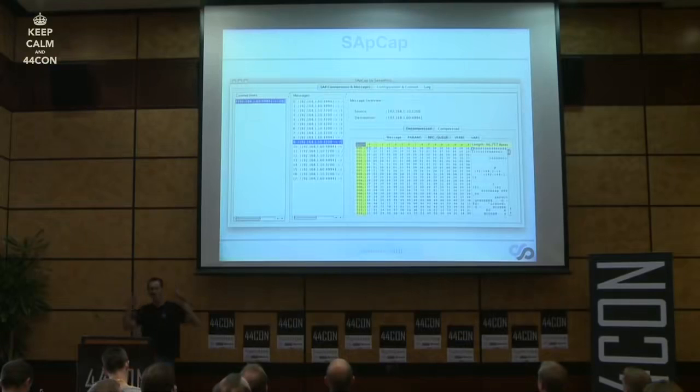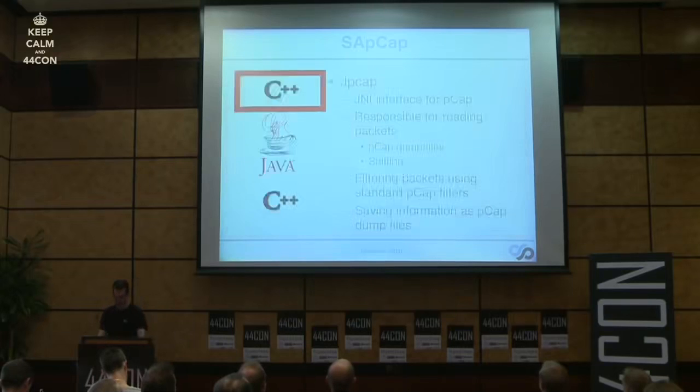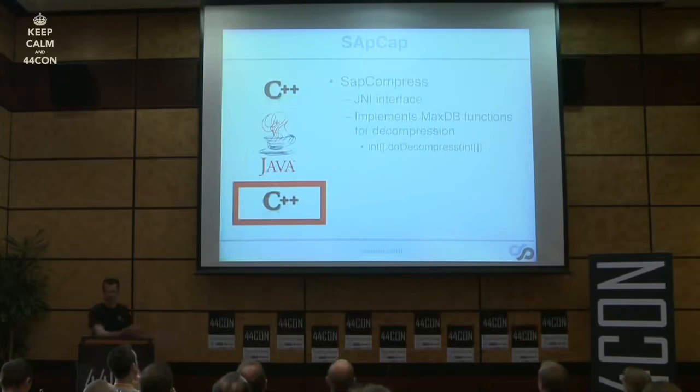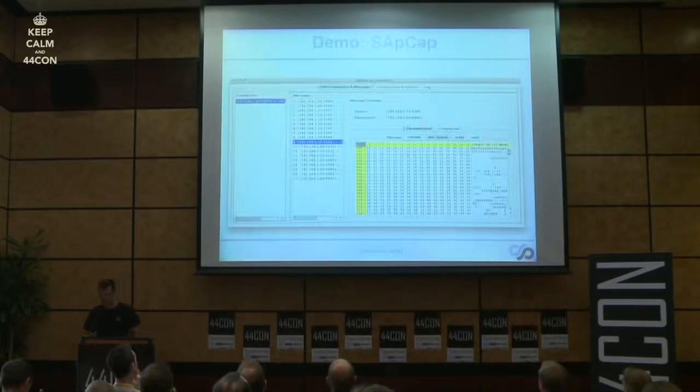It will show me all the parsed and assembled messages. I've got the option of seeing them in compressed form, in decompressed form, and also analyzing some of the structures which normally appear in SAP. As I mentioned, it uses JPCAP. It's just responsible for reading the packets either by sniffing or from PCAP dump files, filtering and saving information. And then I use Java for parsing packet data, queue management, etc., and then our custom JNI interface for decompression.